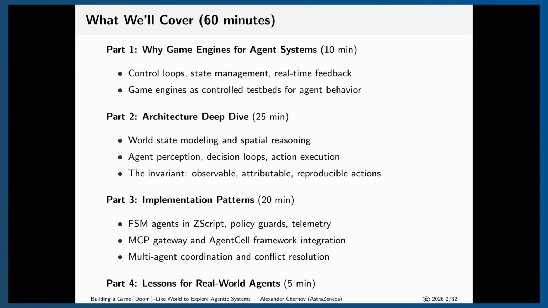Part three, about 20 minutes, is implementation: finite state agents in a ZScript, which is a script for Doom, the policy guard, the MCP gateway, the agent shell adapter, and how multiple agents coordinate. And part four is closing, 5 minutes, where we'll talk about how to transfer this kind of implementation to production agent systems and how they relate to one another.